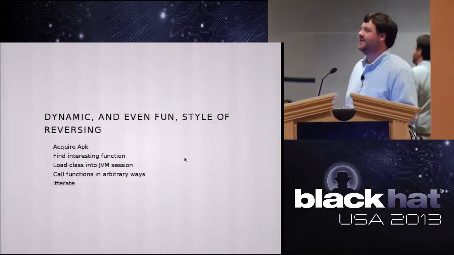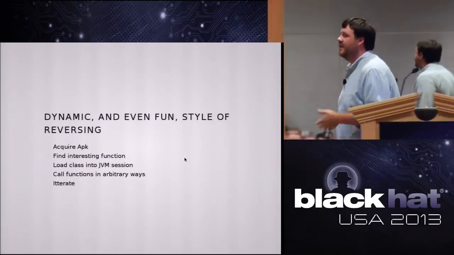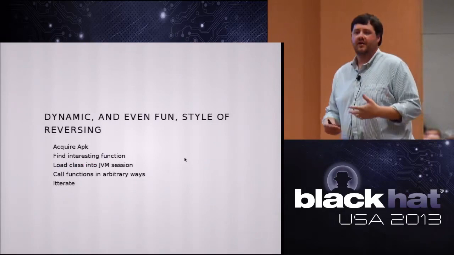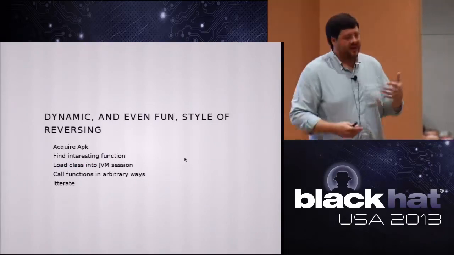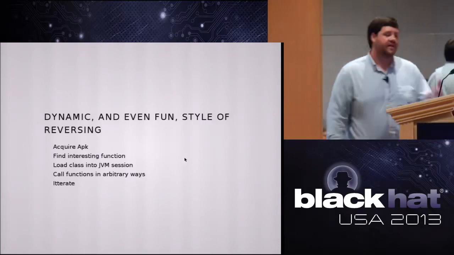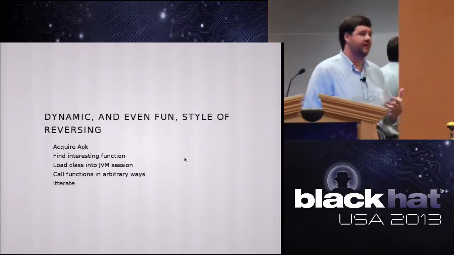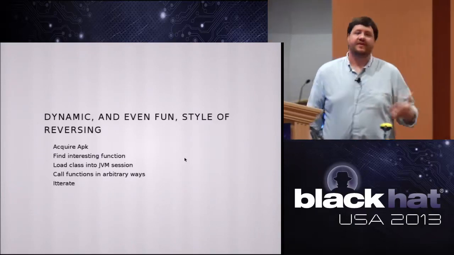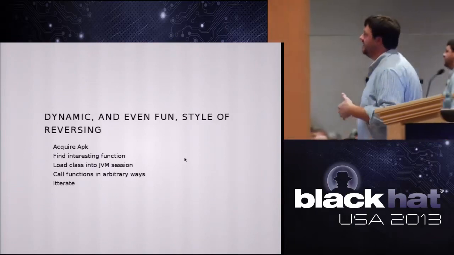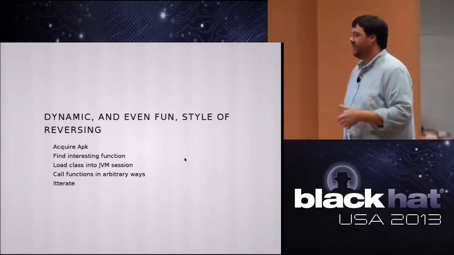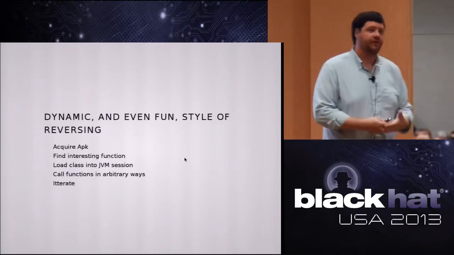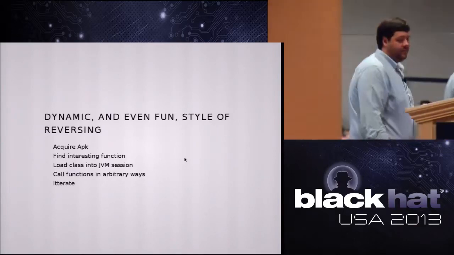This leads to a very dynamic and I would say even fun style of reversing. It lets you quickly iterate back and forth between understanding the code and running the code. You can do it in a black box fashion and really validate your assumptions very quickly and move on. So it gives a lot of speed, which is always something we're looking for in the reversing world, since reversing can take a lot of time. So these are the steps you're looking at: you acquire the APK, find the interesting things, figure out the inputs and outputs to it, wire it up with a little bit of glue code, boom, you're there.